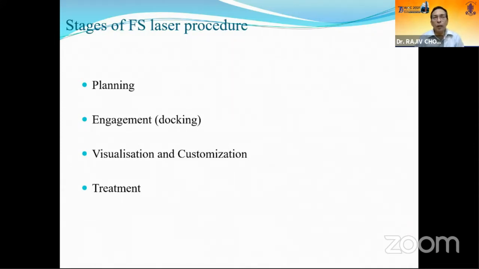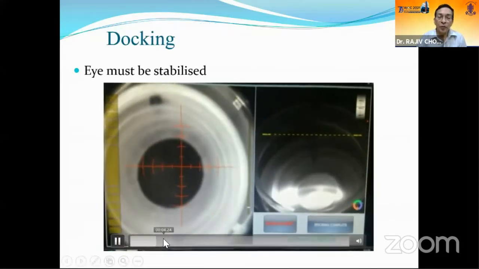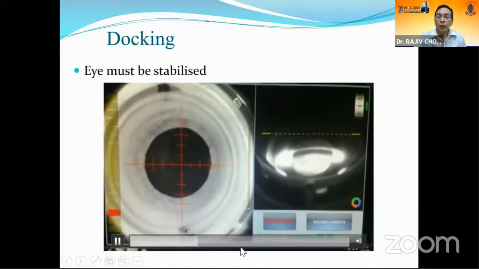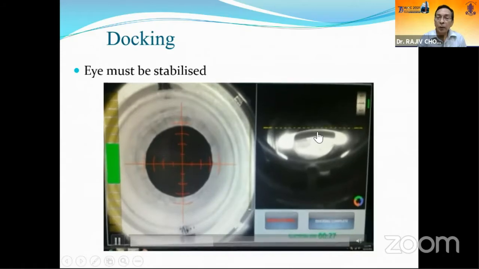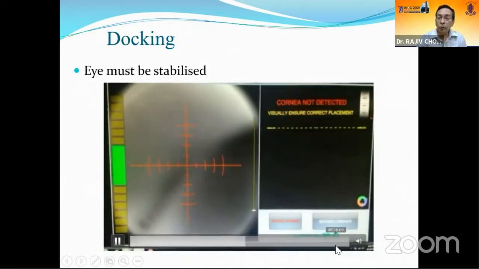So what are the stages? You have to plan according to whether there is a subluxated cataract or small pupil. Then you engage the femto machine with the cornea, visualization, and customization according to the patient, and then treatment. This is how I have been using the LENSAR machine for the last 5 years. This is how you dock it: the cornea comes in contact with the femto machine, and you just have to lock it.